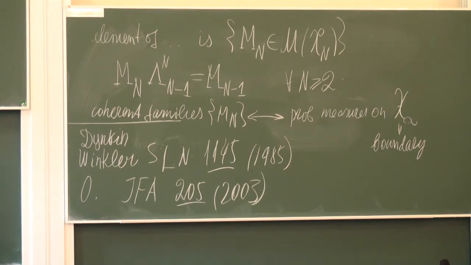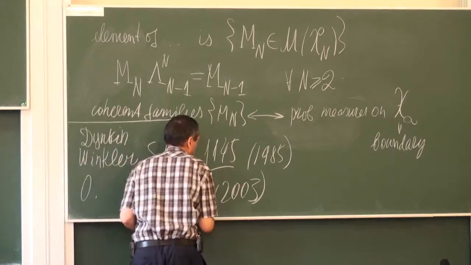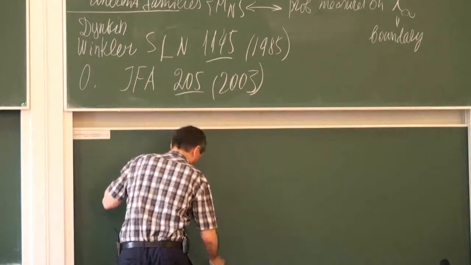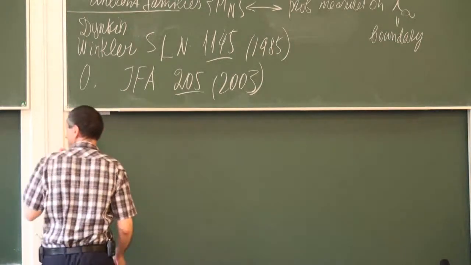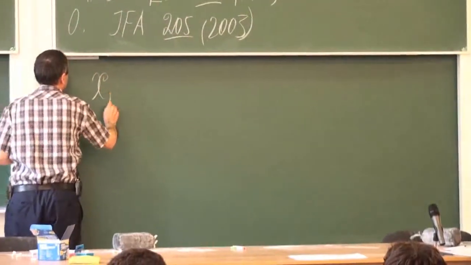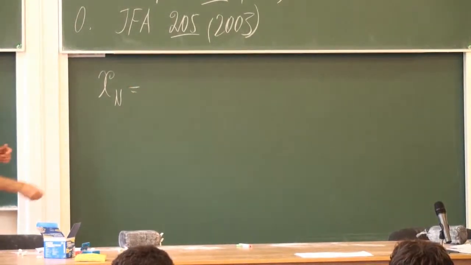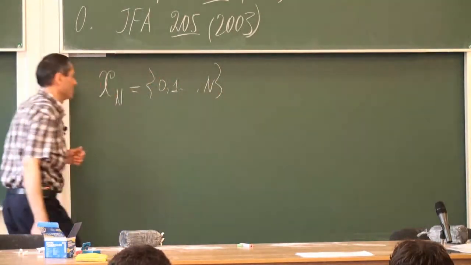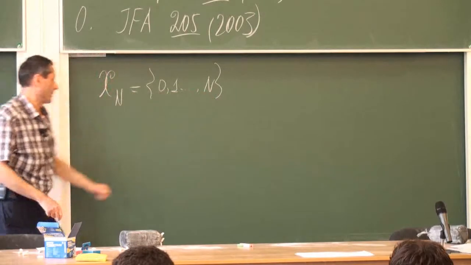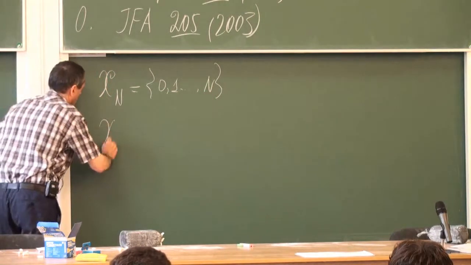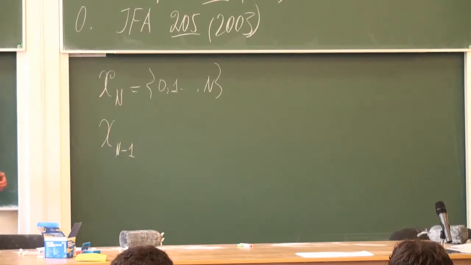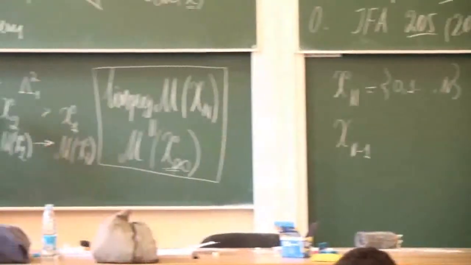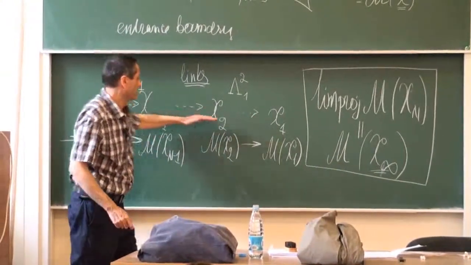And here is some toy example illustrating this general theorem. The example is as follows. Say, take as x sub n the finite set consisting of n plus 1 points identified as 0, 1, up to n. And we want to define the stochastic matrix. I will call these lambdas links, because they relate various spaces in this chain.